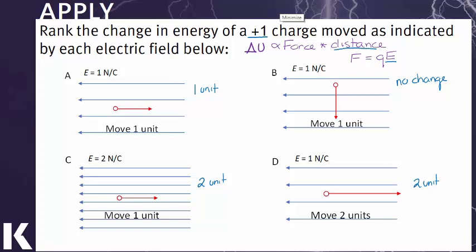Now to rank these, the lowest change in energy would of course go to what had no change. So B would be the lowest change in energy since, well, there wasn't any change in energy. After that comes A, since we had a 1-unit difference. And now notice C and D are tied. D had half of the electric field as C, but it was moved through twice the distance, and that's why those would have the same changes in energy. So now you should feel more comfortable ranking the change in energy as we move charges through electric fields.